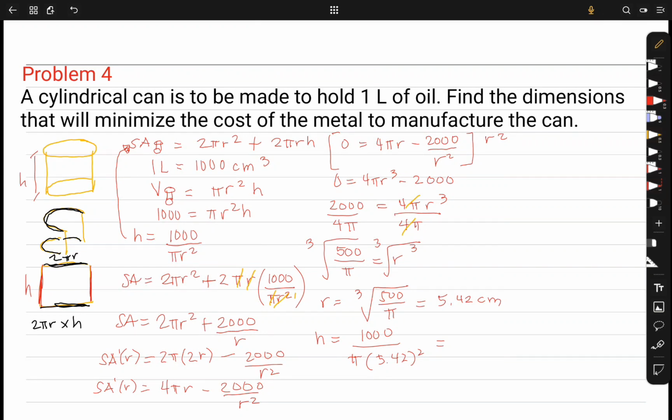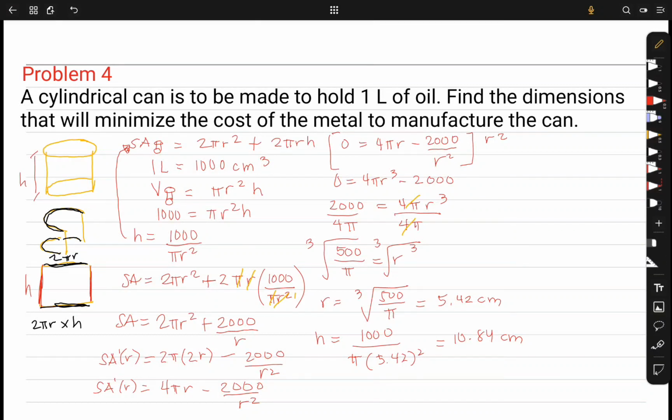How much? 10.84. So, 10.84 cm. So, there are our dimensions.